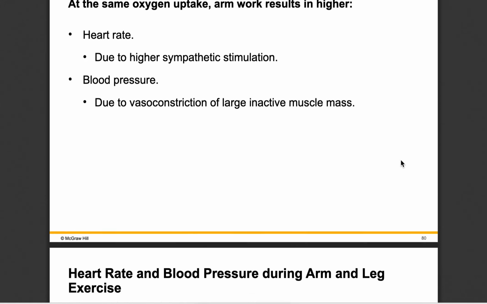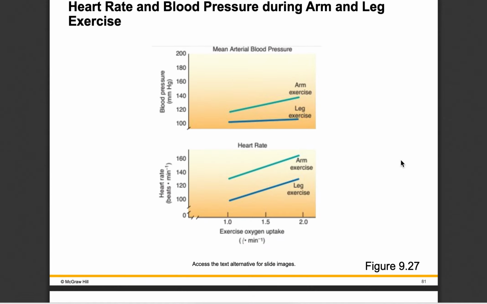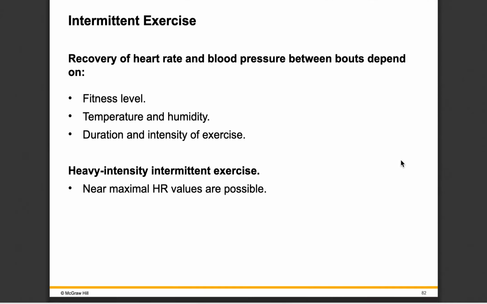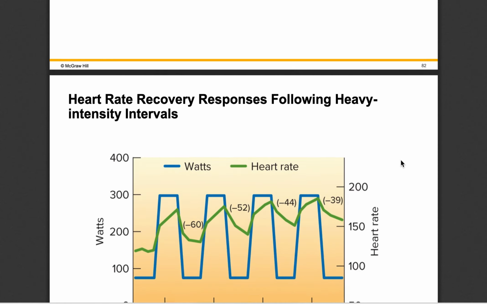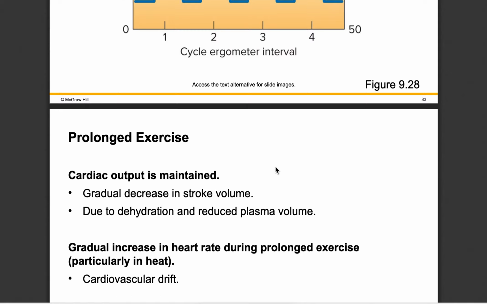We talked about arm versus leg already. These are some graphs that show you those blood pressure and heart rate changes related to that. Let's see. I think we've covered all of this as well. Heart rate recovery response following heavy resistance training. So you can see how after multiple bouts of heavy training, it takes longer. The heart rate doesn't recover as much. So if you're doing this intermittent exercise or HIIT style training, you're going to watch the heart rate continue to go up even at the same workload, because it never truly hits steady state. It's working towards that steady state.